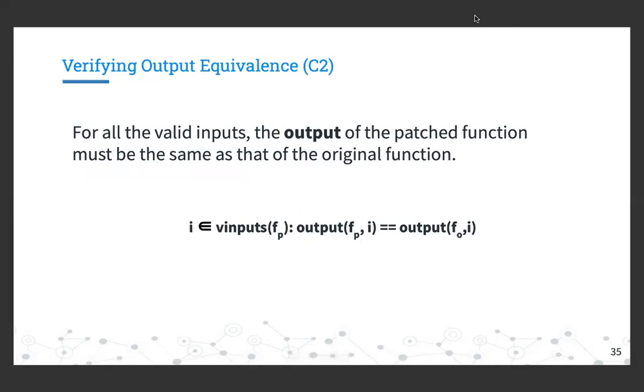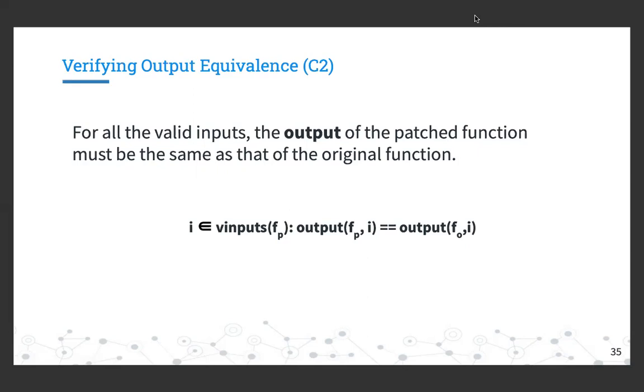Now to verify output equivalence C2, we can define the C2 at function level as follows. For all valid inputs, the output of the patched function must be the same as that of the original function. So here we can see that for any input I, the output of the function fp when run with input I should be the same as the output of the original function when run with the same input I.